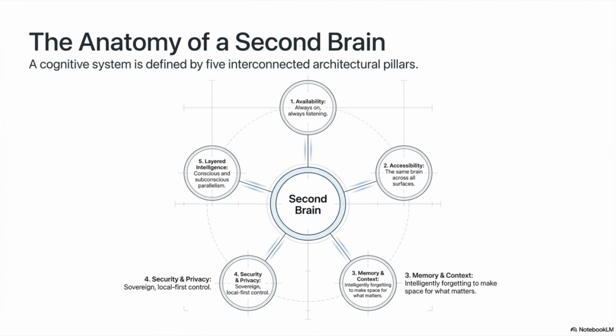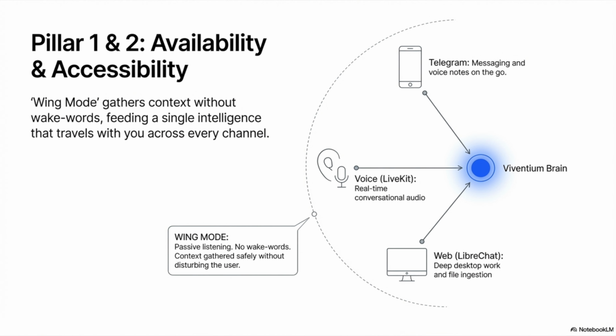Beyond its good memory or intelligence, it has to be available, right? And I think on the topic of availability, accessibility, it has to be accessible, whether it's through Telegram, WhatsApp, voice, email, or your glasses, it has to be accessible. I think that's really important. The third thing, memory, context, right?